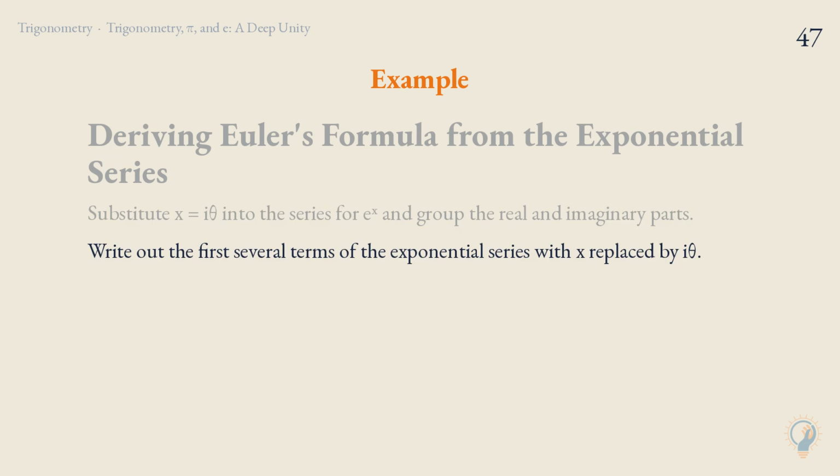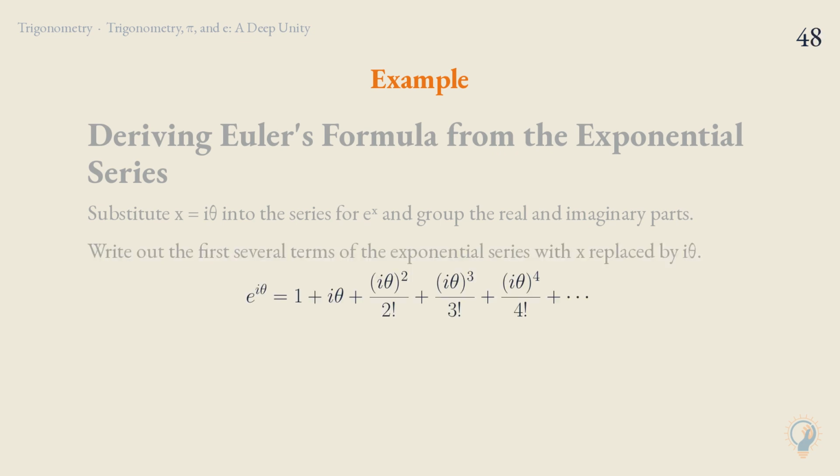Write out the first several terms of the exponential series with x replaced by i theta. e to the i theta equals 1 plus i theta plus the quantity i theta squared over 2 factorial plus the quantity i theta cubed over 3 factorial plus the quantity i theta to the 4th over 4 factorial, and so on.